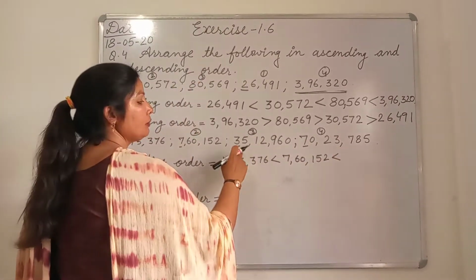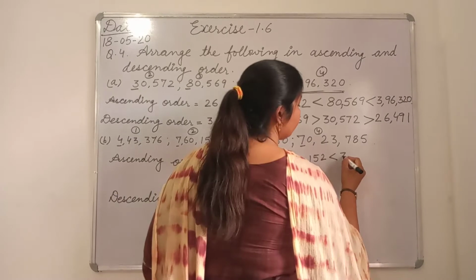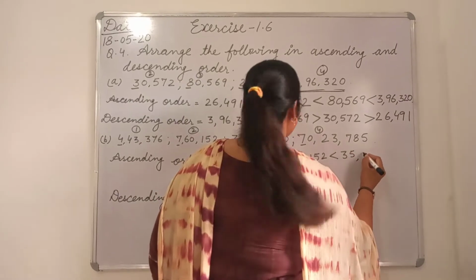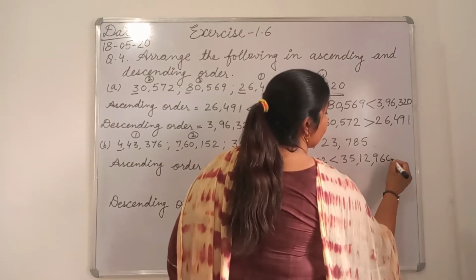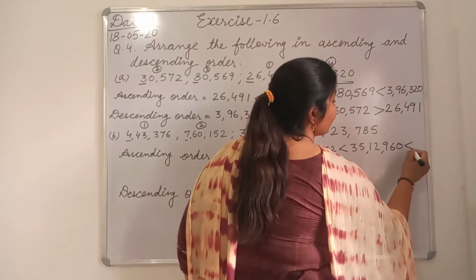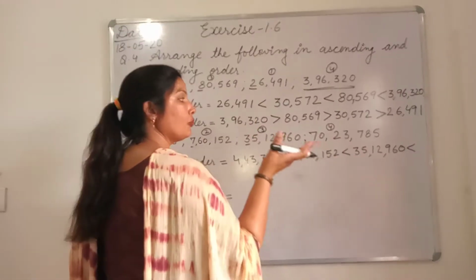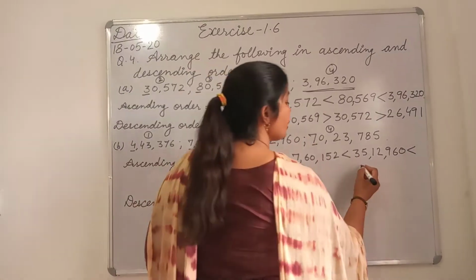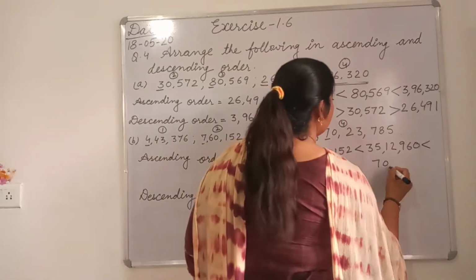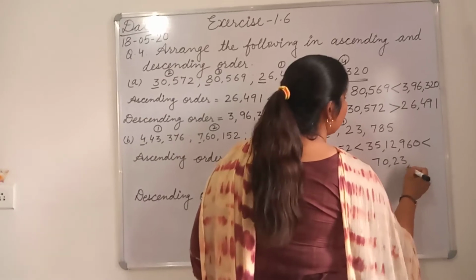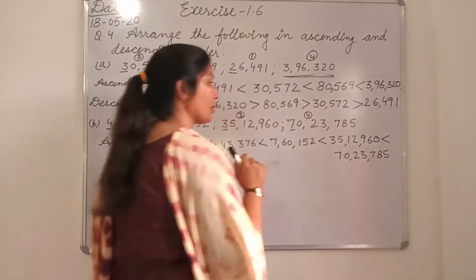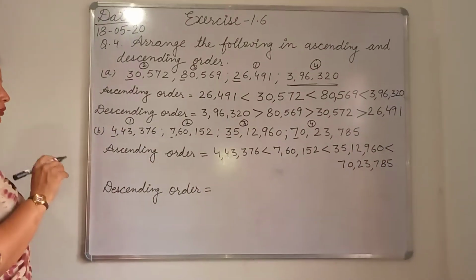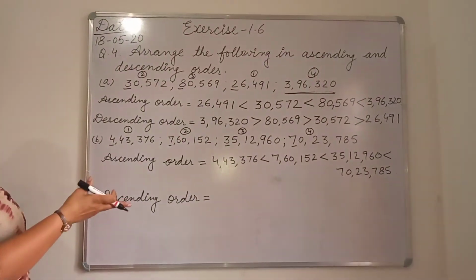So now what is the third number? 35 lakhs 12,960. Again we put the less than symbol because the third number is smaller than the fourth number, and the fourth number is 70 lakhs 23,785. Okay. Now next we should arrange the same numbers in descending order.